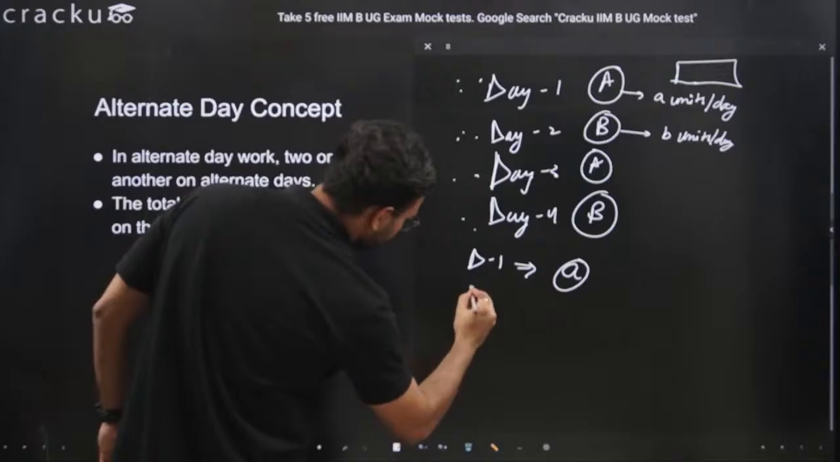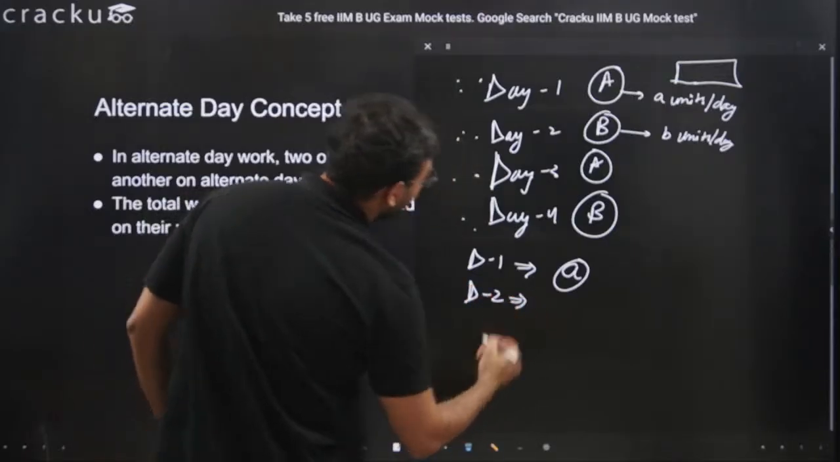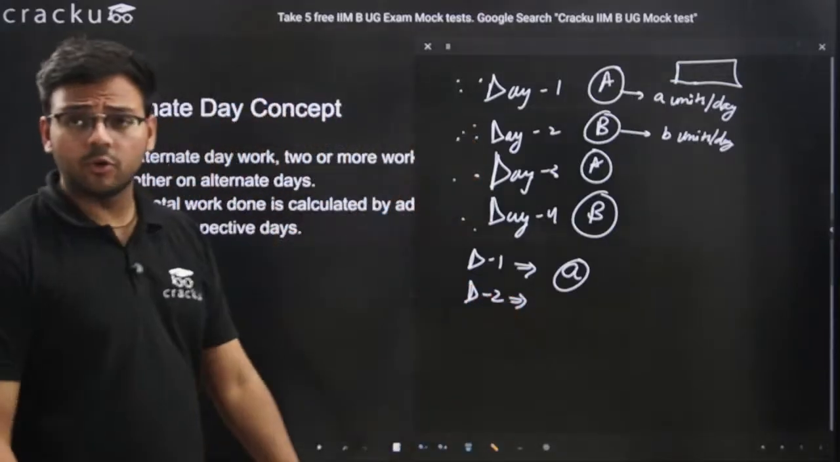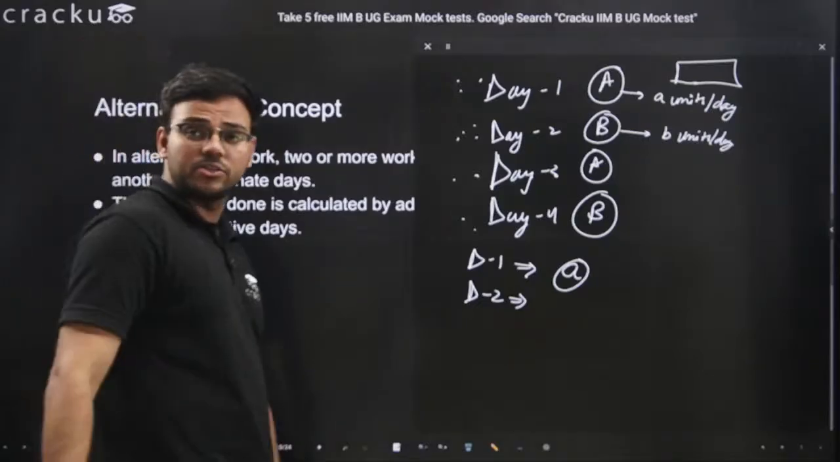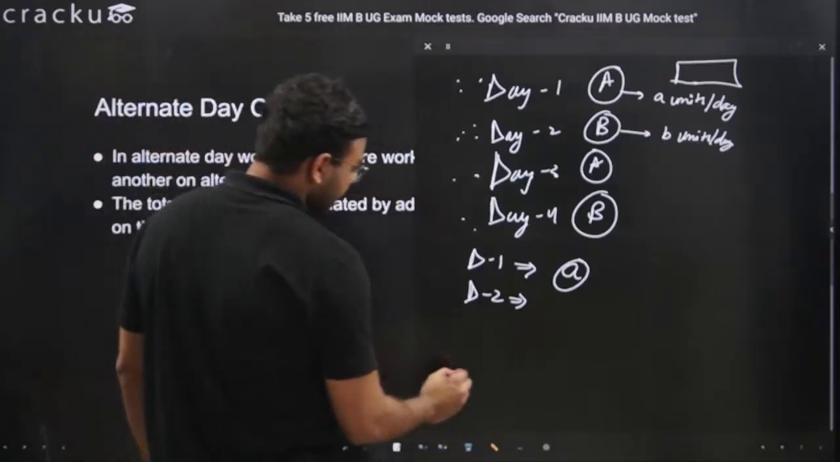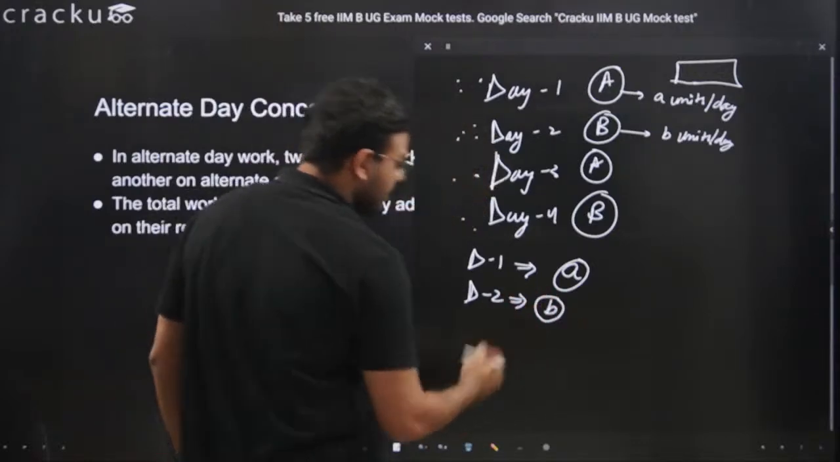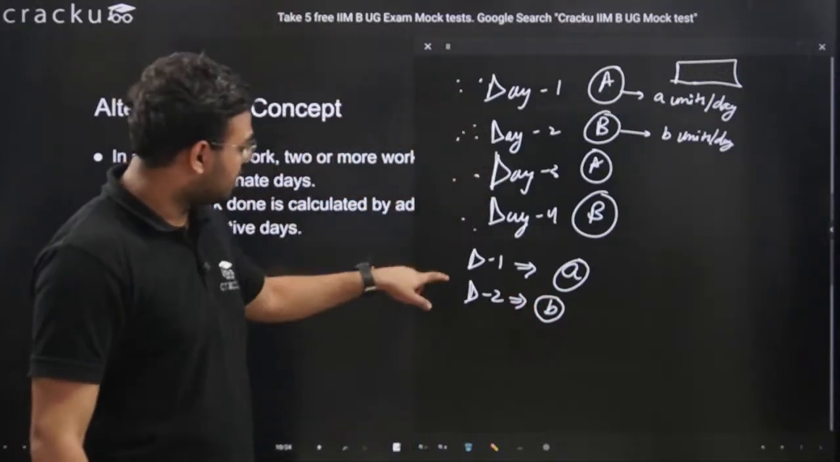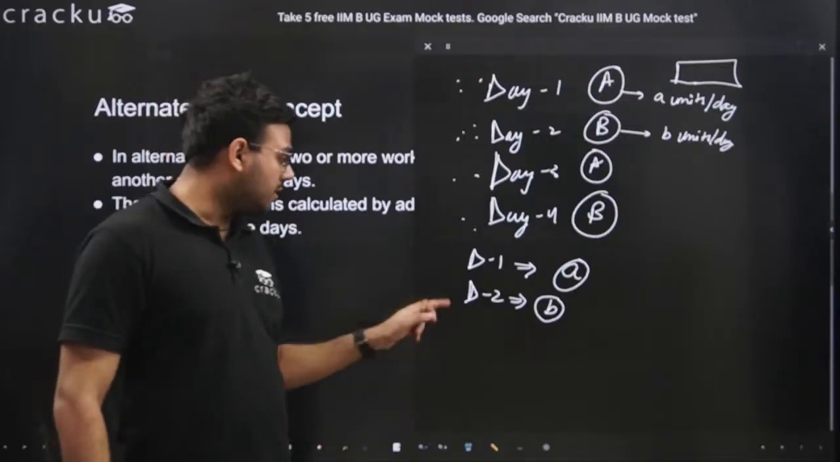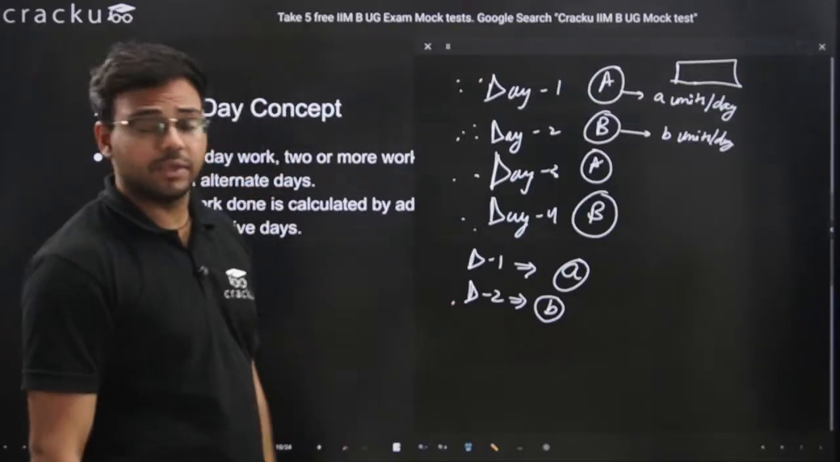Then on day 2, what is happening? On day 2, only B is working, at an efficiency of B units per day. So on day 2, how much work will be done? It will be B units. So on day 1 it is A units, and on day 2 it is B units.